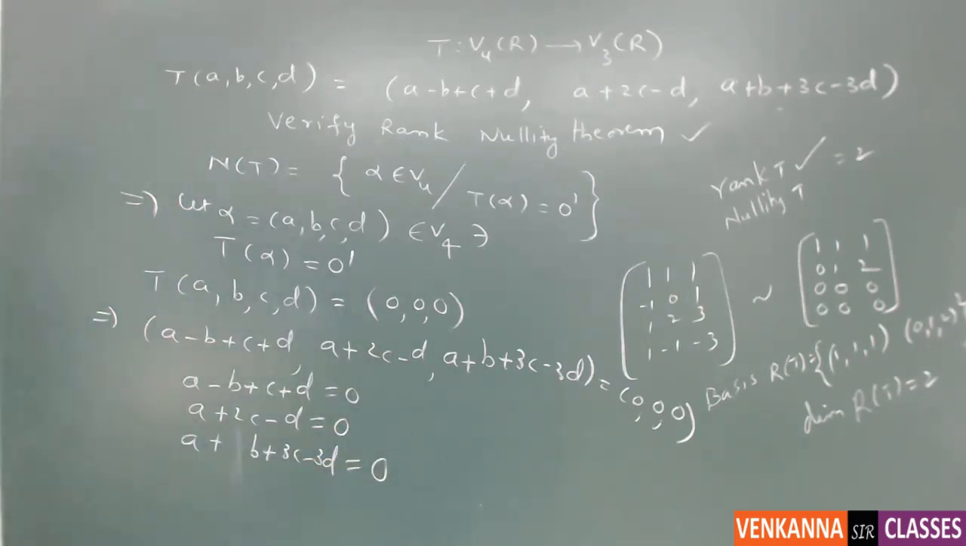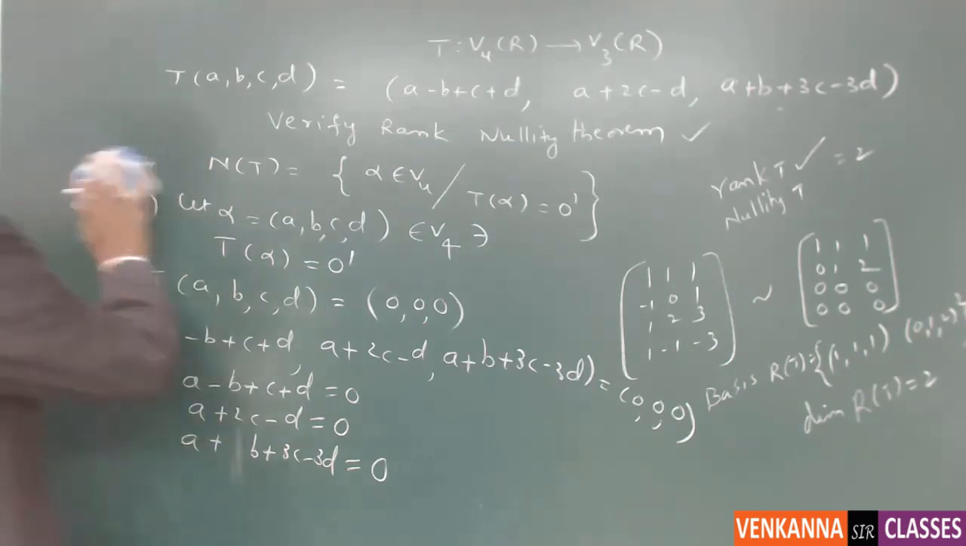Now you are going to solve the homogeneous system. The solution space is nothing but N(T). If you find a basis for the solution space, it is nothing but a basis for N(T), hence you can get the nullity, the dimension. Now how to get that?